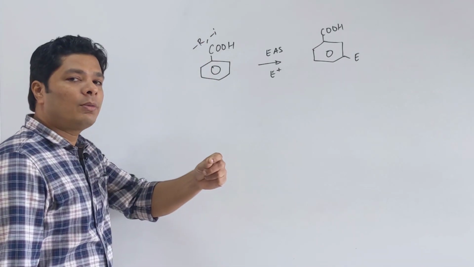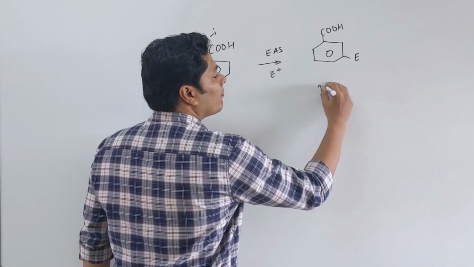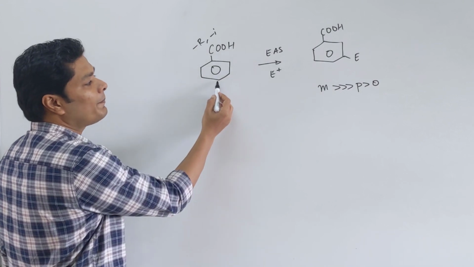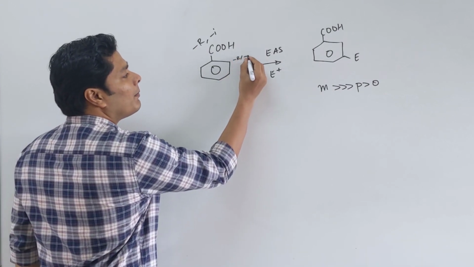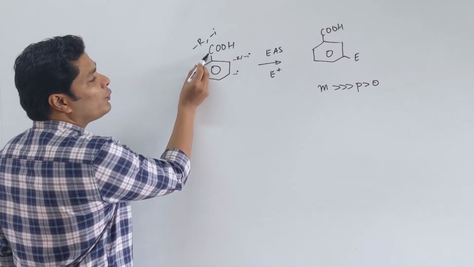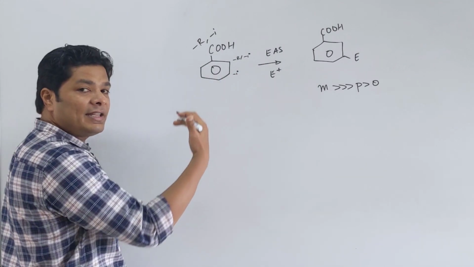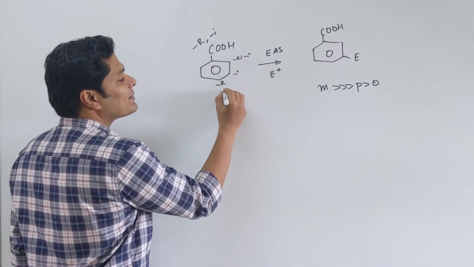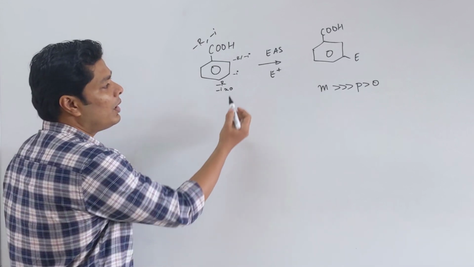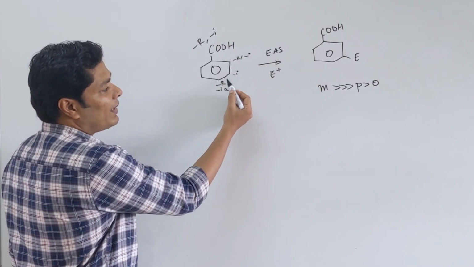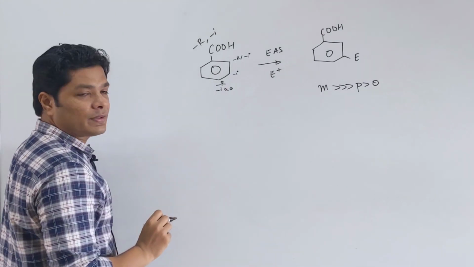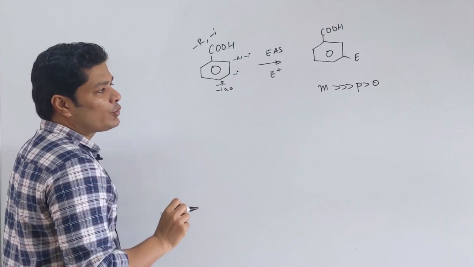If at all you want to remember the order, it is going to be meta much greater than para greater than ortho, because ortho feels minus I. Here I have minus R and minus I feel it. Here only minus I, and that too far away from COOH, because minus I decreases with distance. Here I feel minus R, and minus I is almost zero, almost negligible. So meta is much greater compared to para, which is much greater than ortho. You want to remember this. This is going to play a huge role.